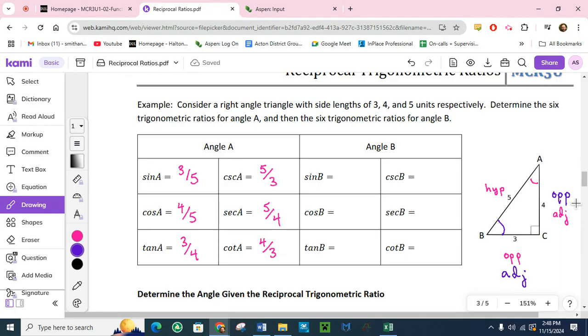All right, let's do sine of B. This time the opposite is 4. So we have 4/5. For cosine B, this time the adjacent is 3/5. And since the opposite and adjacent change, the tan of B is 4/3. And then we flip them. 5/4, 5/3, and 3/4. We did it.